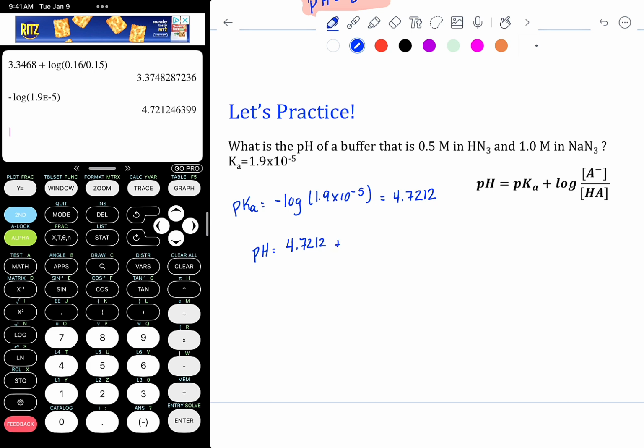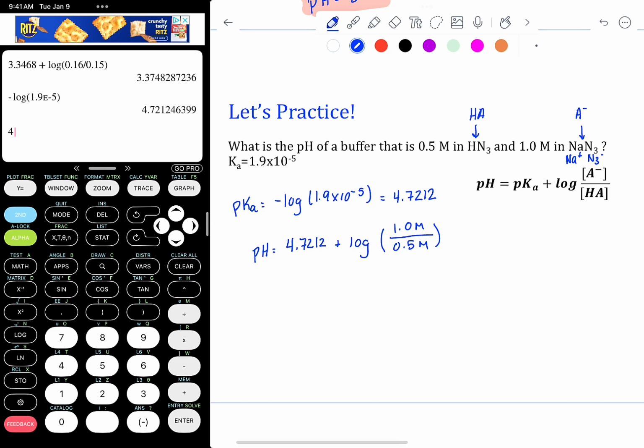And we're going to add to that the log. And this is where we have to remember our concentrations. So this is going to be HA. HN3 is HA. NaN3 is going to be our A minus concentration, because we know that this can be separated into Na plus and N3 minus. So we have, let's see, what is it, 1.0 as our A minus concentration, divided by our 0.5 as our HA concentration, and now we just have to plug that in.